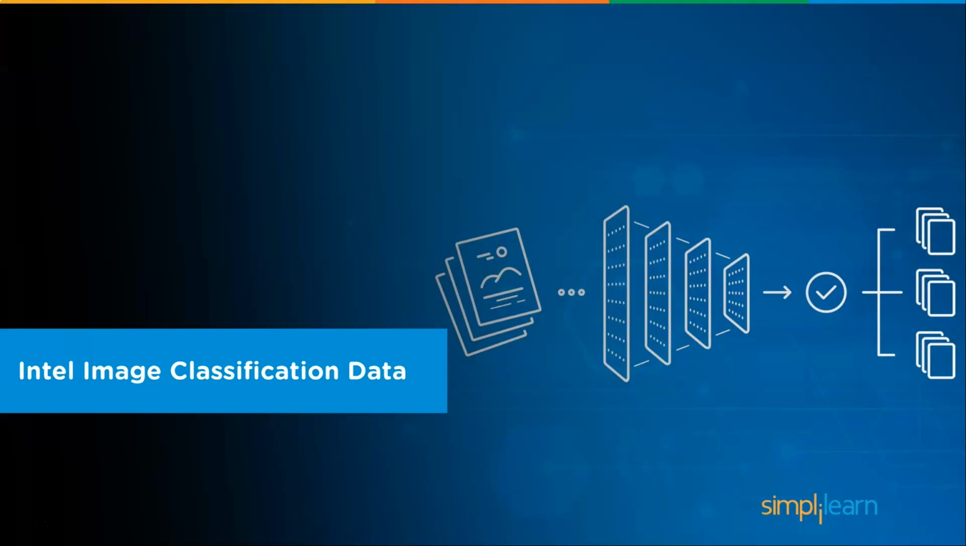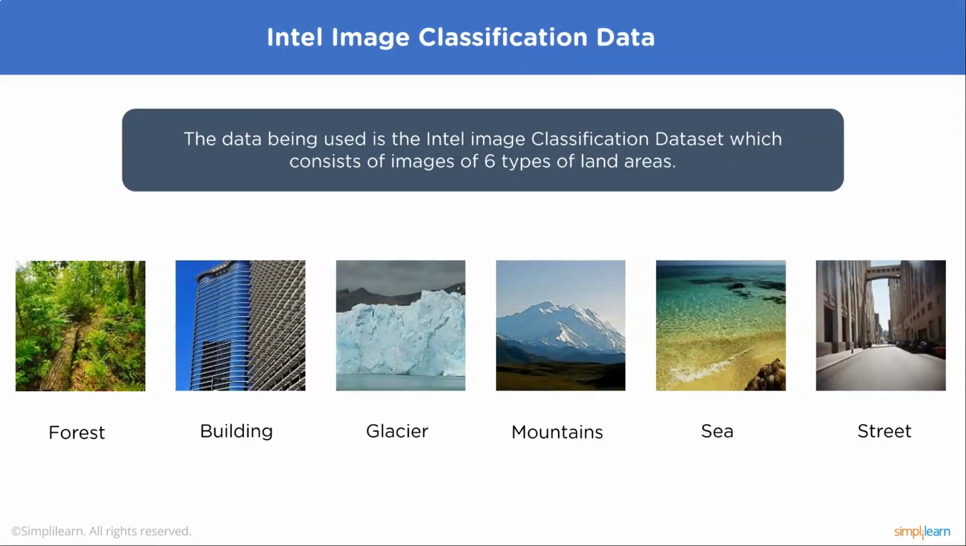So, Intel image classification data. The data being used is the Intel image classification data set, which consists of images of 6 types of land areas. We have forest, building, glaciers, mountains, sea, and street. And you can see here a couple of the images from the Intel image classification data that they use.